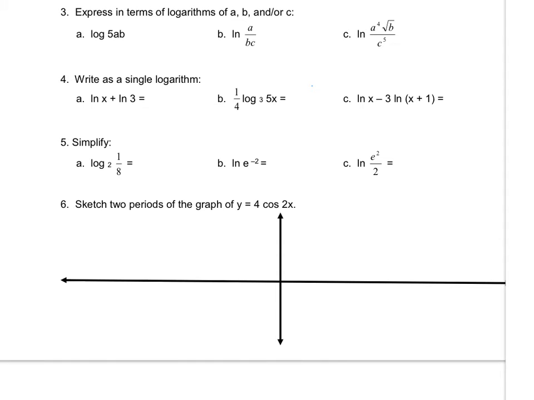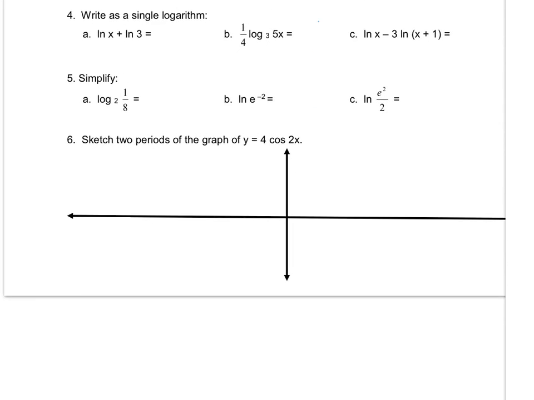For 5, because it's log base 2, and I have an 8 that can be written as a base 2, what I'd like to do, so this is 8 to the negative 1 because of the fraction, but then I can rewrite 8 as 2 to the third, so that's really 2 to the negative 3. And now see how these bases are the same? Our answer is negative 3.